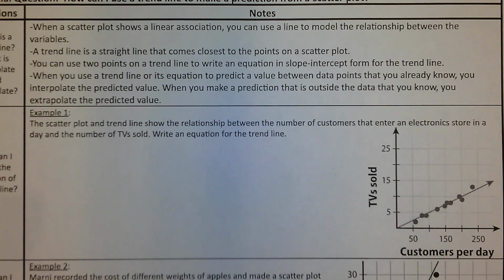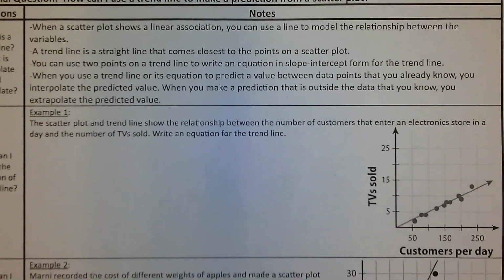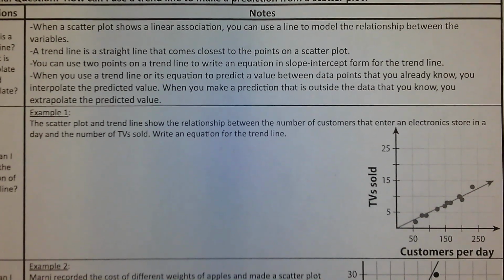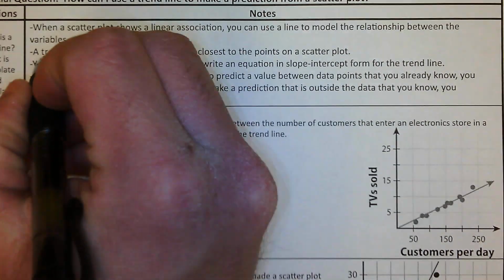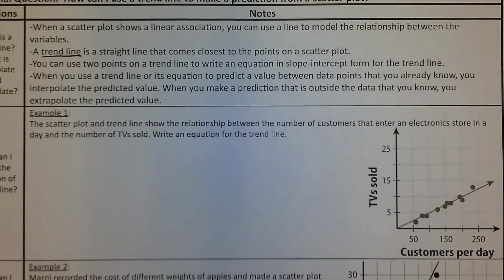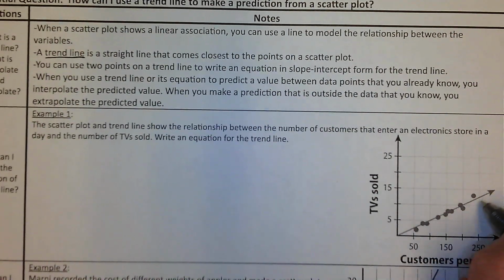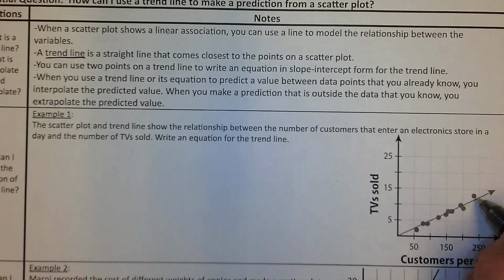When a scatter plot shows a linear association, you can use a line to model a relationship between the variables. This line is called a trend line. A trend line is a straight line that comes closest to the points on a scatter plot. So much like this trend line right here, we would call this line, because it comes close to the points, a trend line.